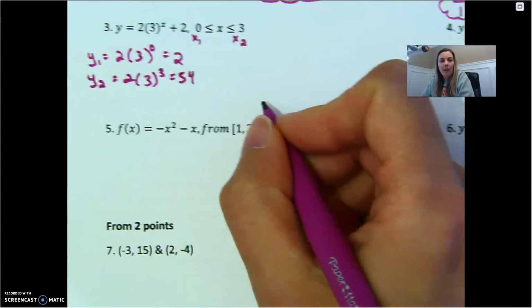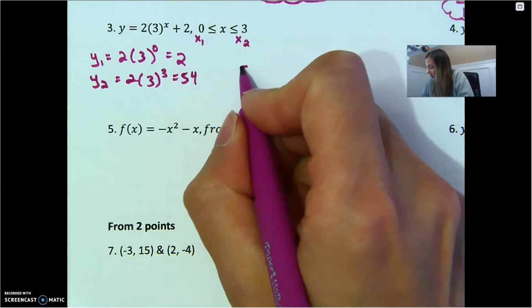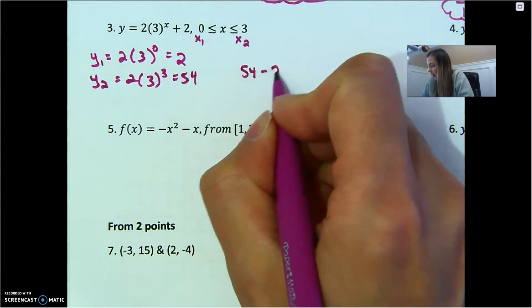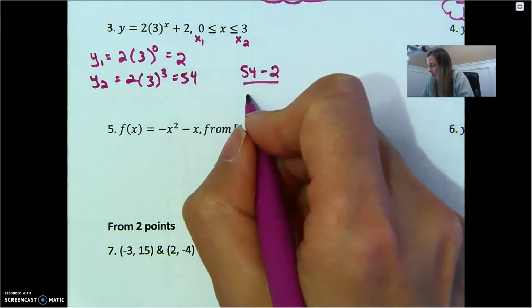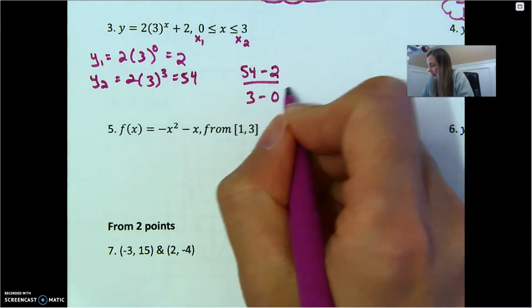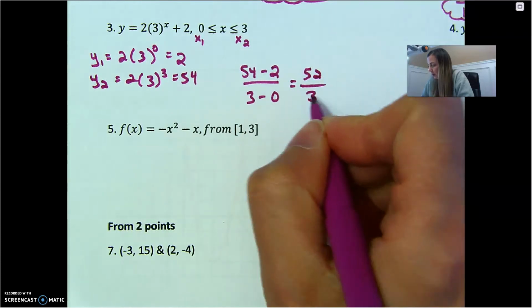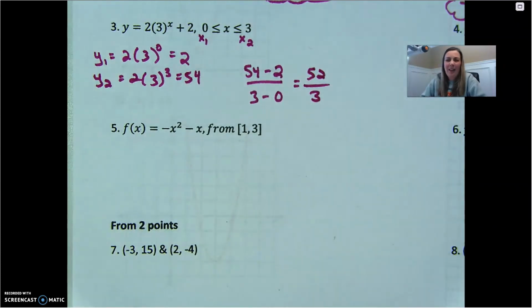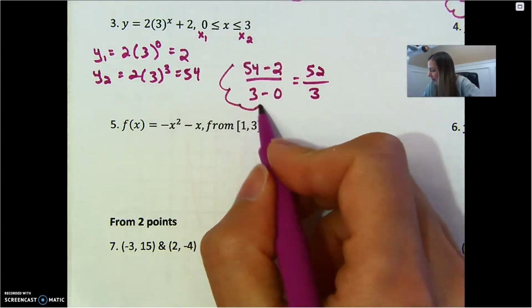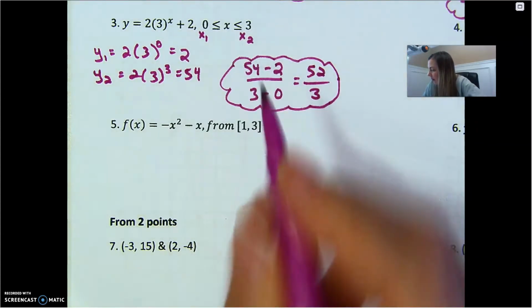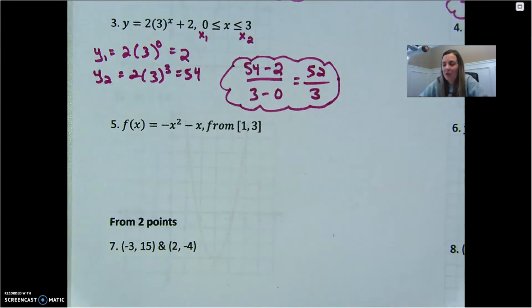All right, slope time. So we have y2 minus y1 all over x2 minus x1. So this is 52 over 3. I don't think that reduces to anything pretty, so I'll just leave it like that. All right, so there's your rate of change.